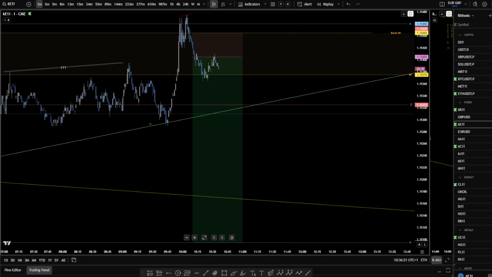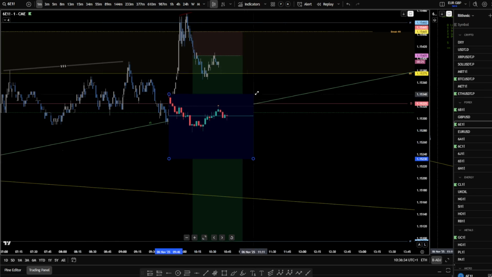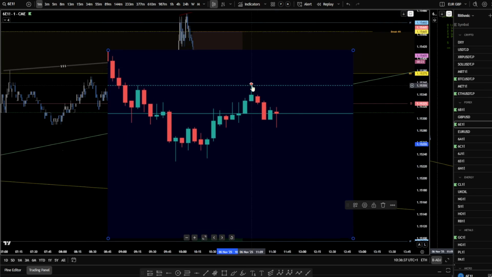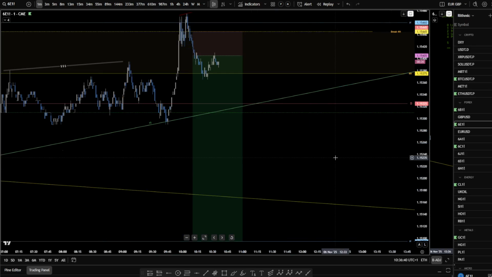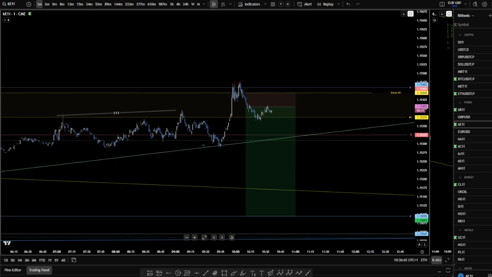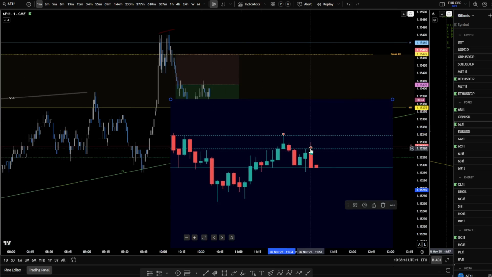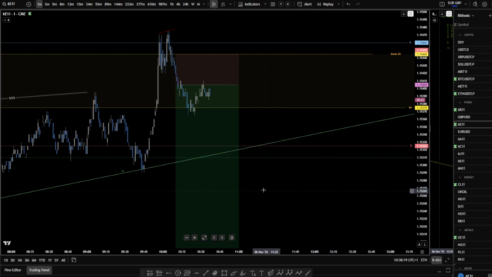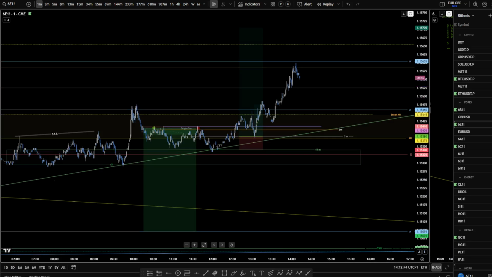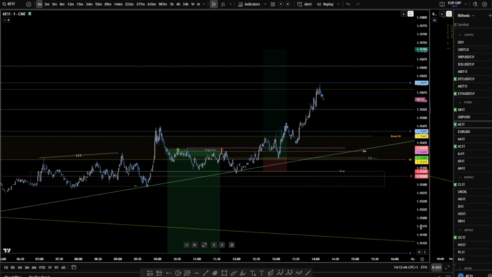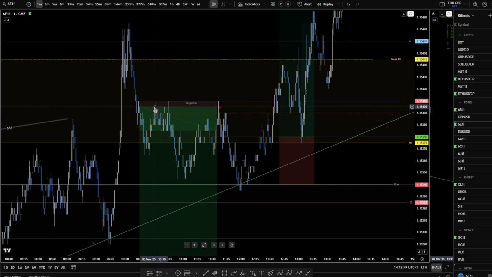Now I'm just waiting. It's gonna take a screenshot of the entry. As you can see, the entry is right here. Now I just took a second entry right here. I'll now go through the move and explain what happened. So my entry was here.